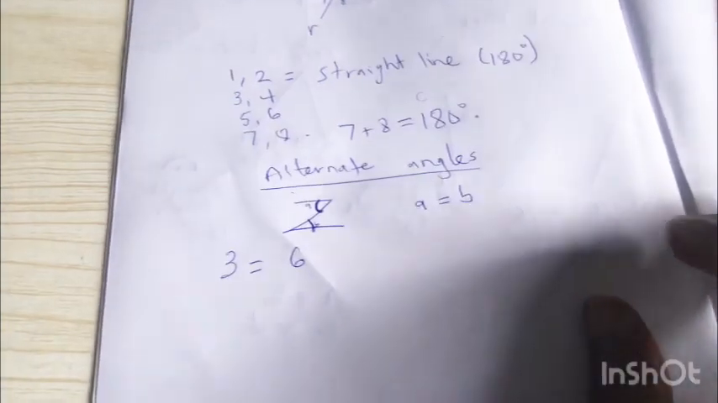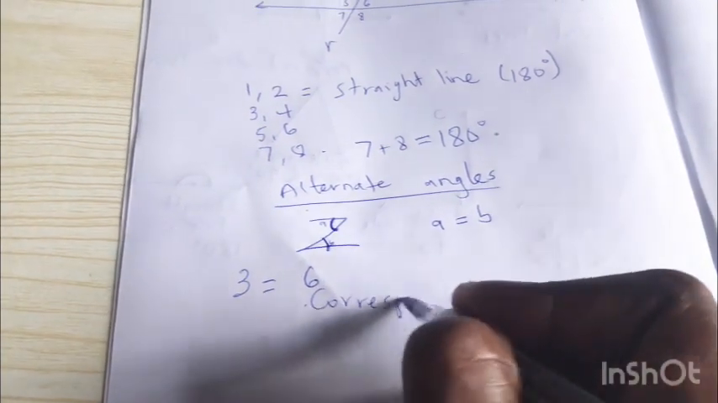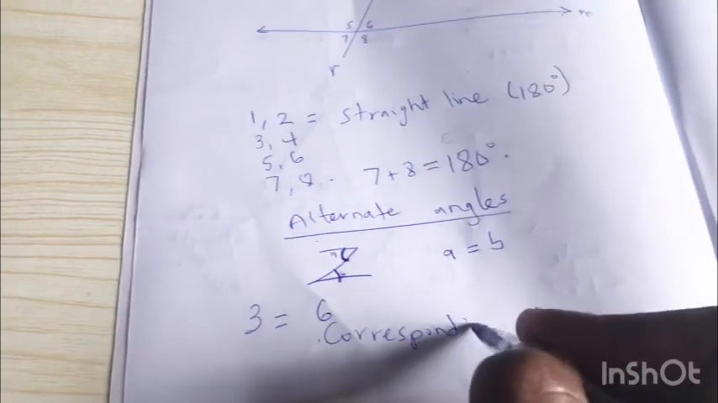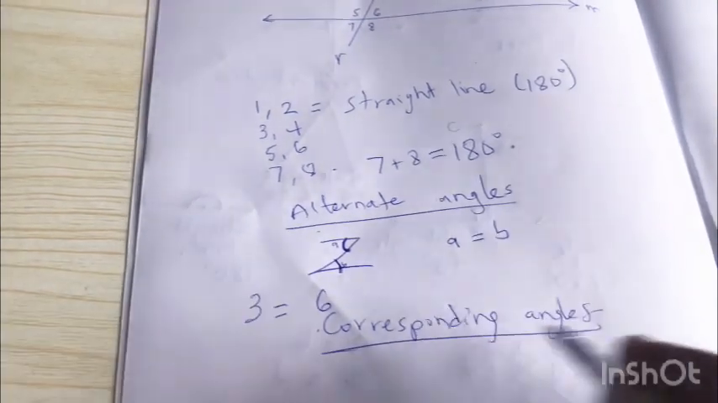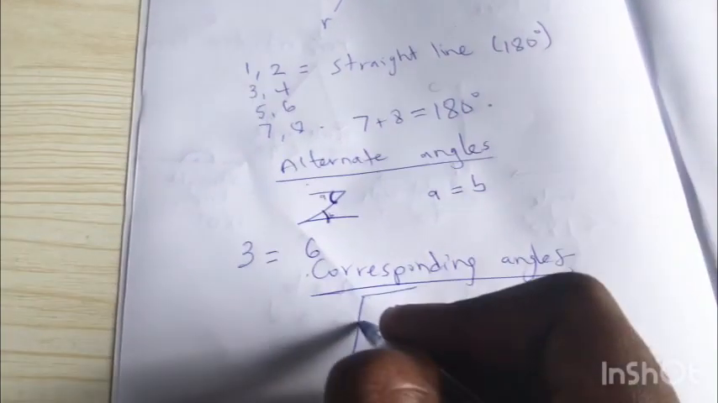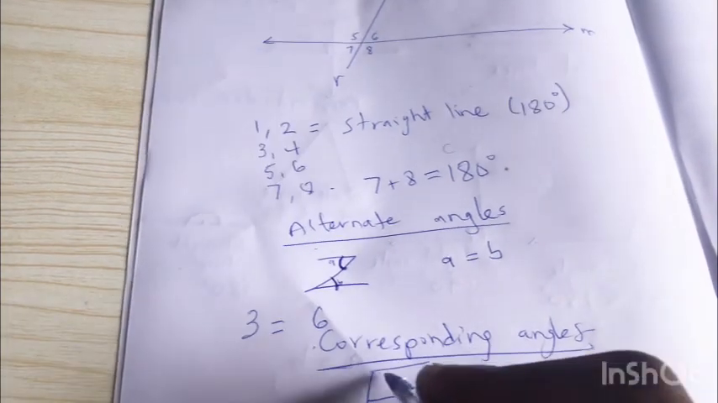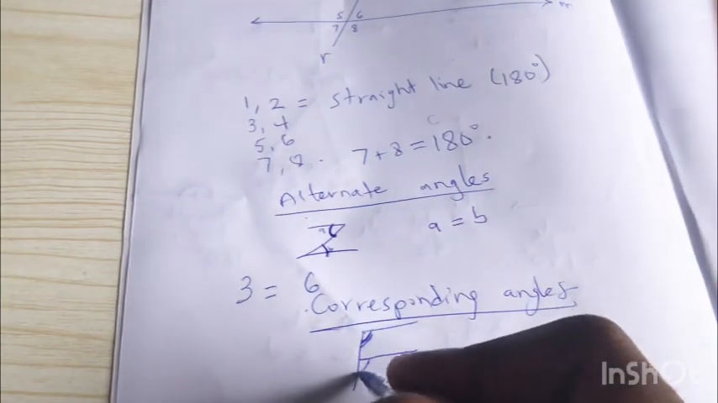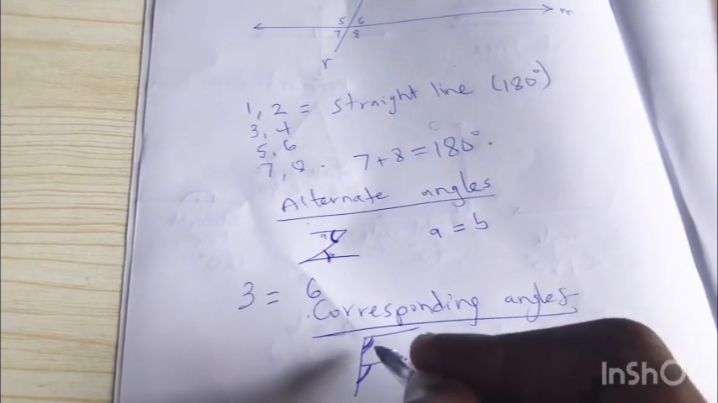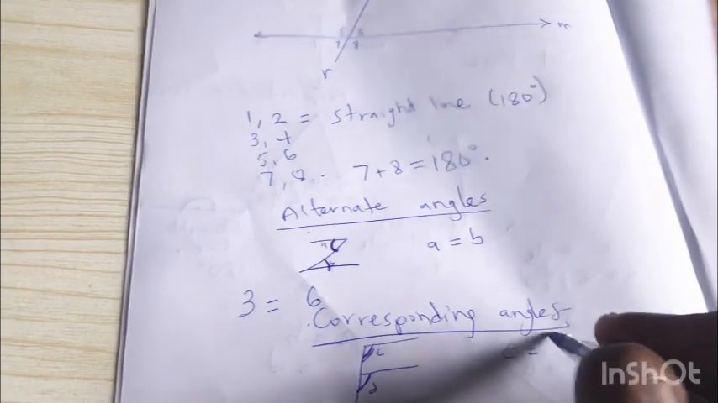Yes. Then the last one I'll talk about is the corresponding angles. The corresponding angles have a shape of F. So when you have this F shape, this angle here at the corner is the same as this angle at the corner. So if here is C and here is D, C is equal to D.